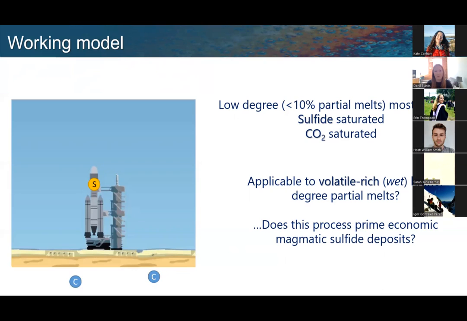So with this working model, so far it has been focused on these more low degree partial melts. And this is because this is where we're most likely to be both sulfide saturated and CO2 saturated. So the question arises whether this could be applicable to more volatile rich melts, ones that are more high degree partial melting, and whether this process could actually prime magmatic sulfide deposits for potentially later cannibalization.